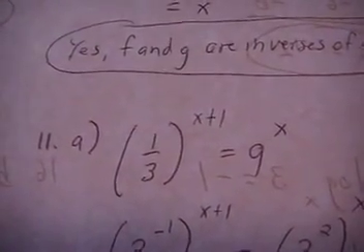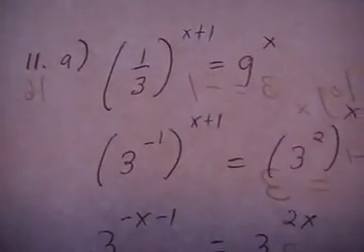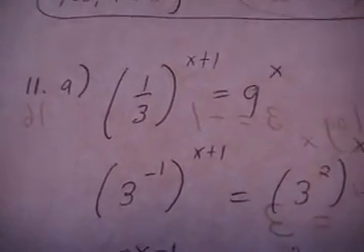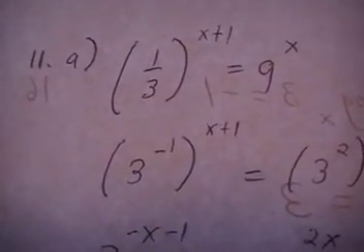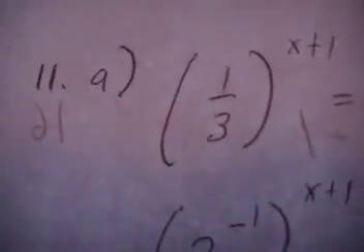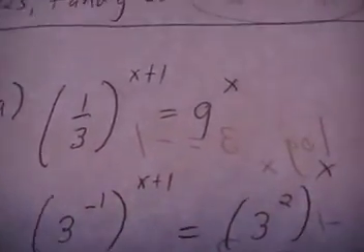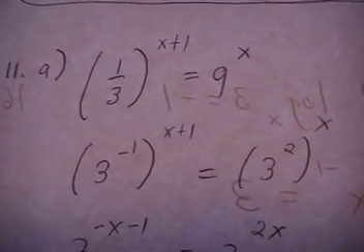1/3 to the x plus 1 equals 9 to the x. Well, I can change 1/3 to be 3 to the -1. That's what a negative exponent does. It makes the base move to the other half of the fraction. Or, as the more familiar way you're probably used to seeing it, 3 to the -1 is the same thing as 1 over 3. And the reason I did that is I noticed that 9 was 3 squared. That way both bases are 3.